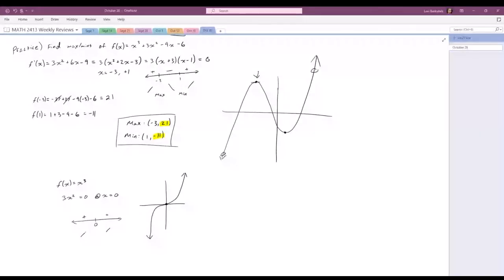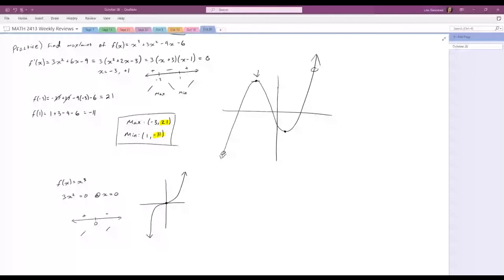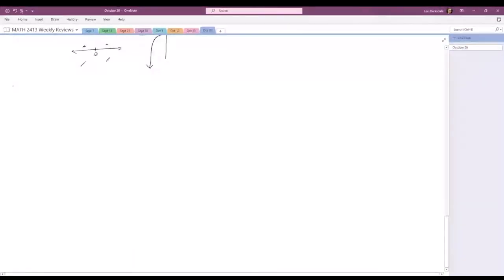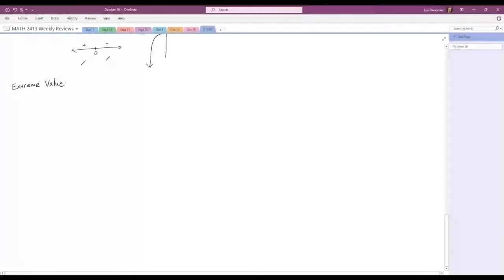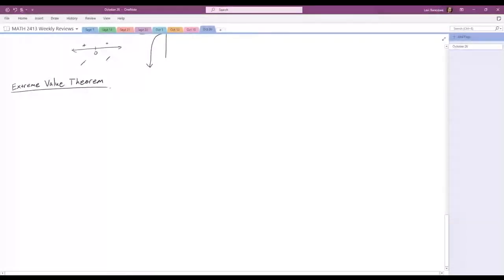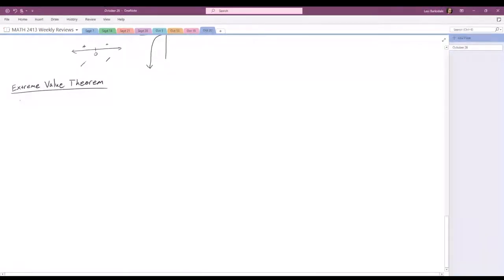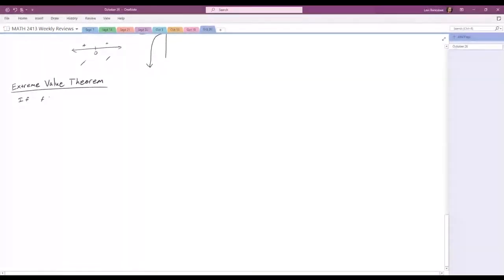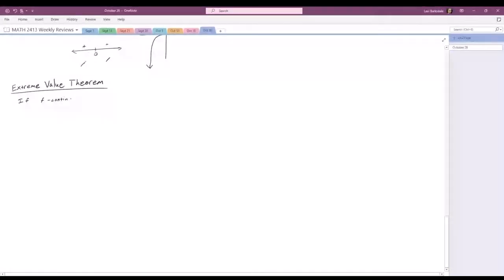All right. Moving on. Now we can talk about the extreme value theorem here. So what the extreme value theorem says is basically if you have a continuous function on a closed interval, then it has to get to an absolute maximum and an absolute minimum on that interval. Now let me write that out in words. And we'll represent a closed interval by a comma b.